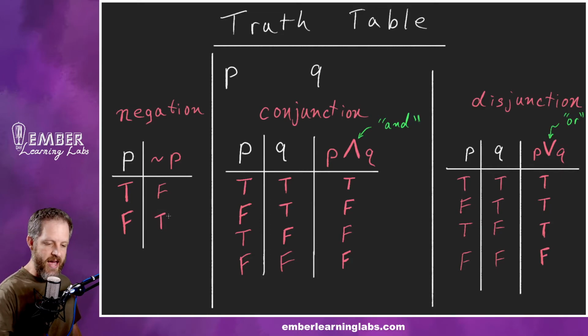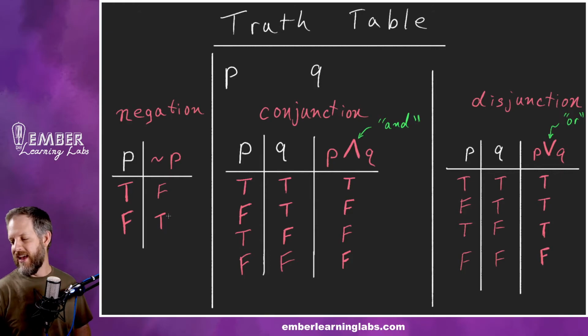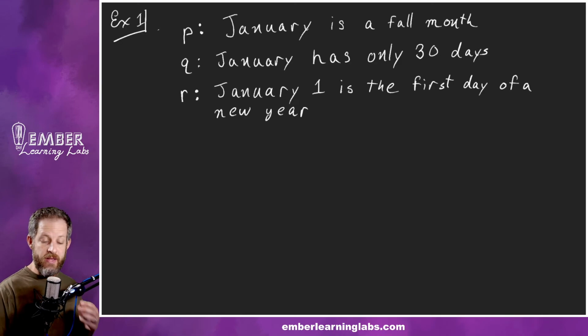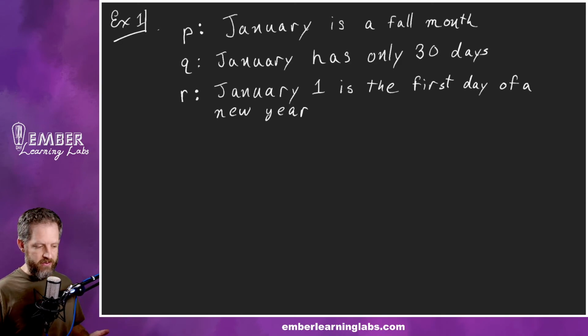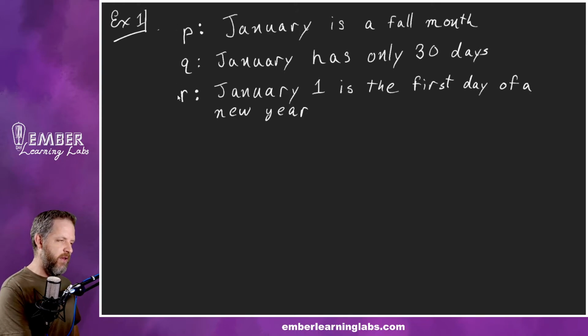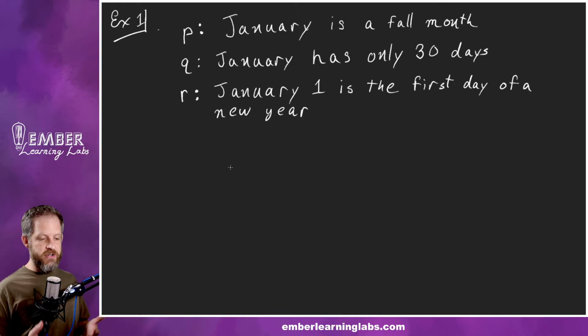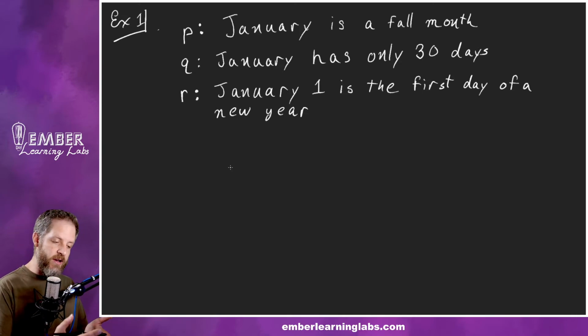Let's take a look at some examples, using some of these puzzle pieces. So in this first of two examples, we have three statements, right? We went with a P statement, a Q, and an R. So the statements are: P, January is a fall month. Statement Q is January has only 30 days. And then statement R is January 1 is the first day of a new year.